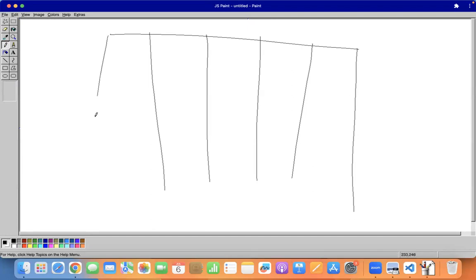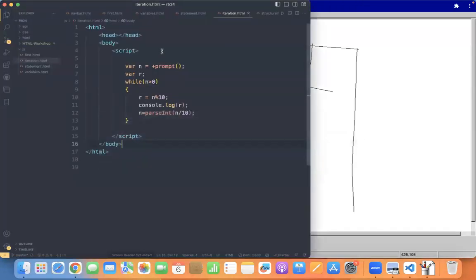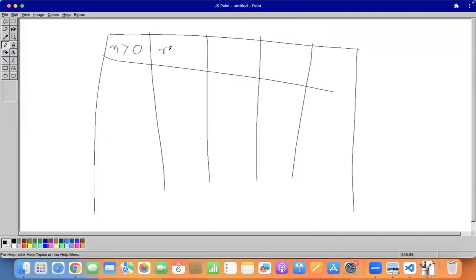I'm not a good artist. Okay. The first step is n greater than 0. Second step, r is equal to n modulus 10. Then console.log of r. Then n is equal to n divided by 10. Okay. Percent of n by 10. That's it.